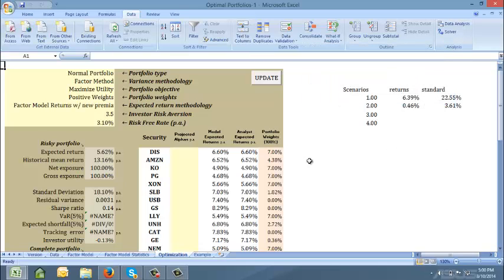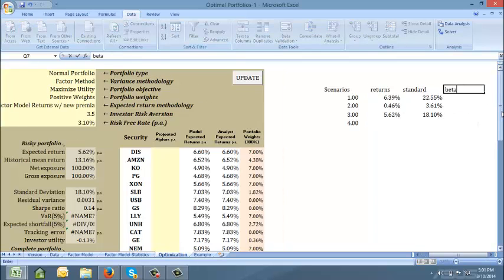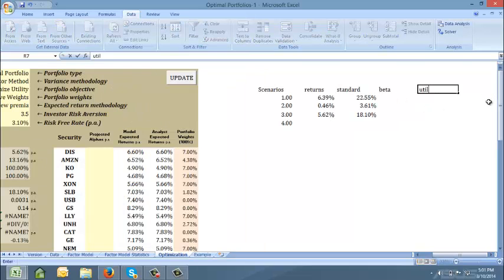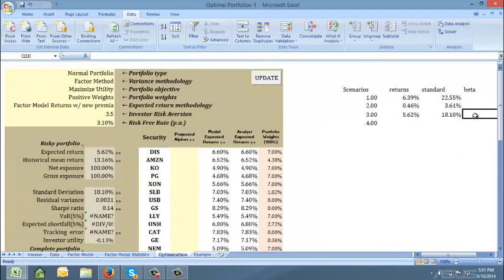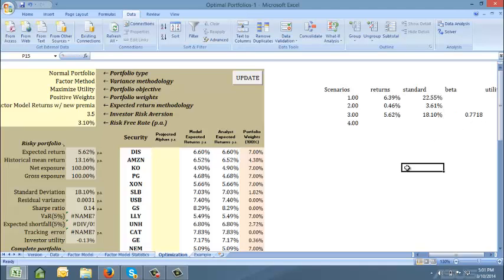Alright, 5.62, 18.1. Beta they're asking for, as well as the utility. Beta 0.7718, with the utility of negative 0.13.